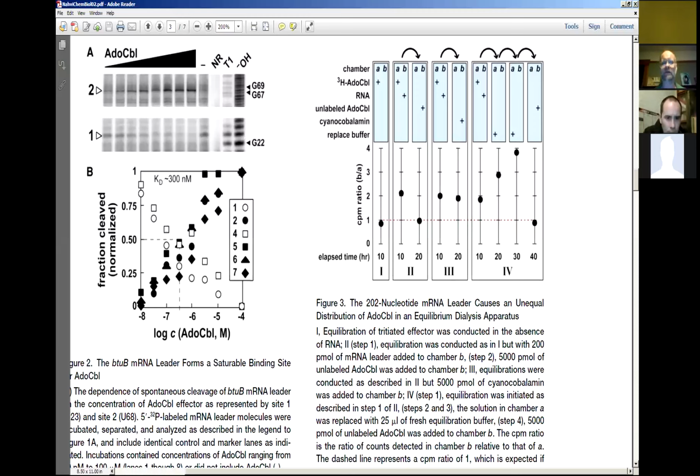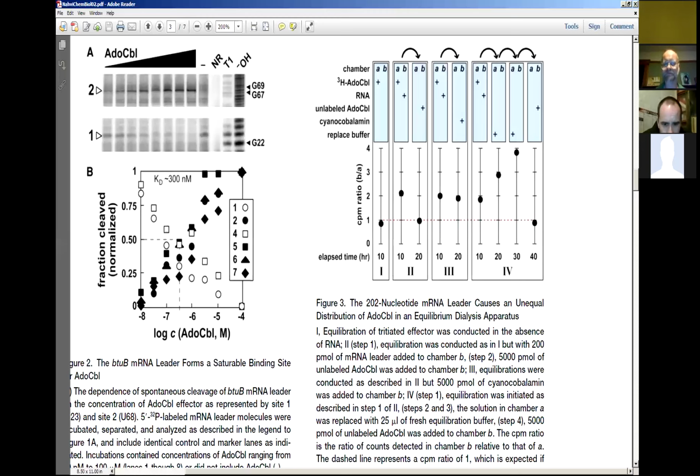Is that correct? Yes. Each of those blue rectangles is essentially one data point from their dialysis apparatus. In panel 1, they're showing just the labeled small molecule added to chamber A, and you see where it says elapsed time, 10 minutes. After 10 minutes, the label has equilibrated such that you see the same concentration in chamber A and chamber B. So even though you added it to chamber A, after 10 minutes, it's in both A and B.